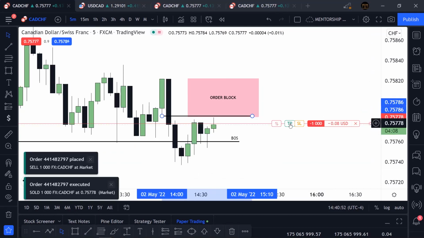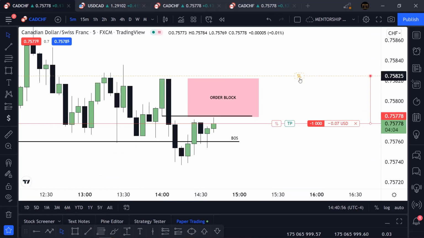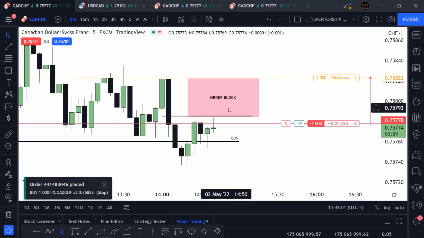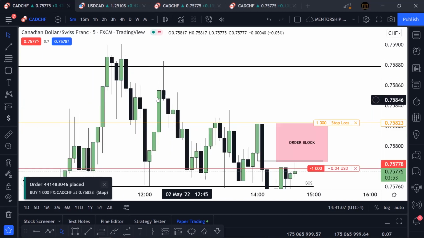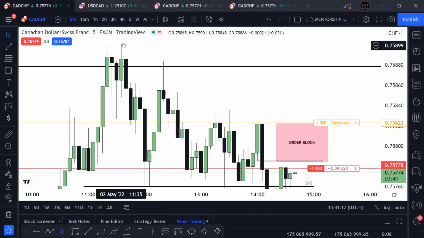Now what do we do here? I'm going to put my stop loss above that candle. Okay, I'm gonna take a stop loss here above that candle. And this is what I would call an order block. Not these green candles here. This is not an order block. This is some other candle.